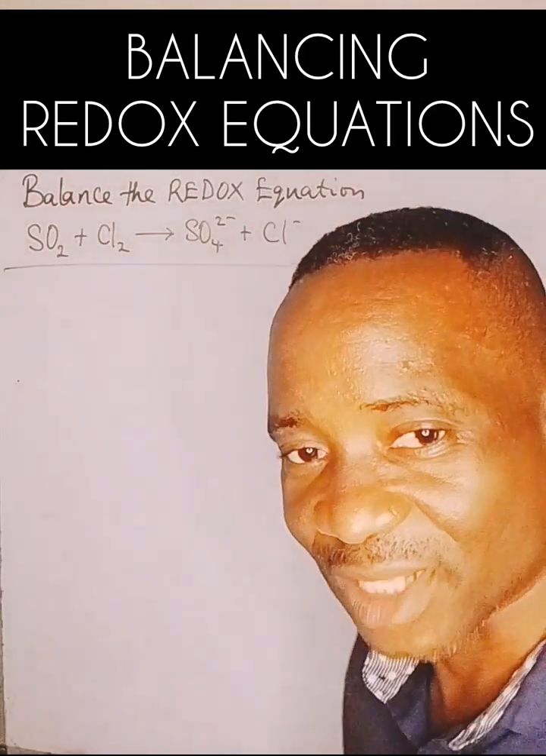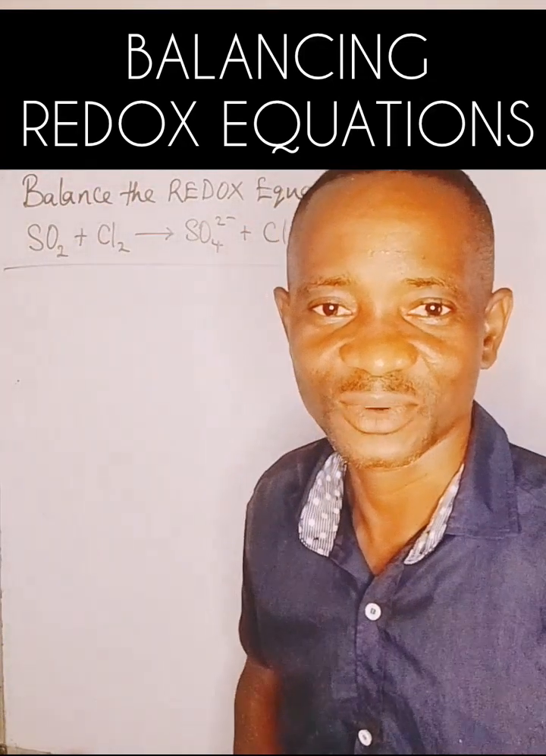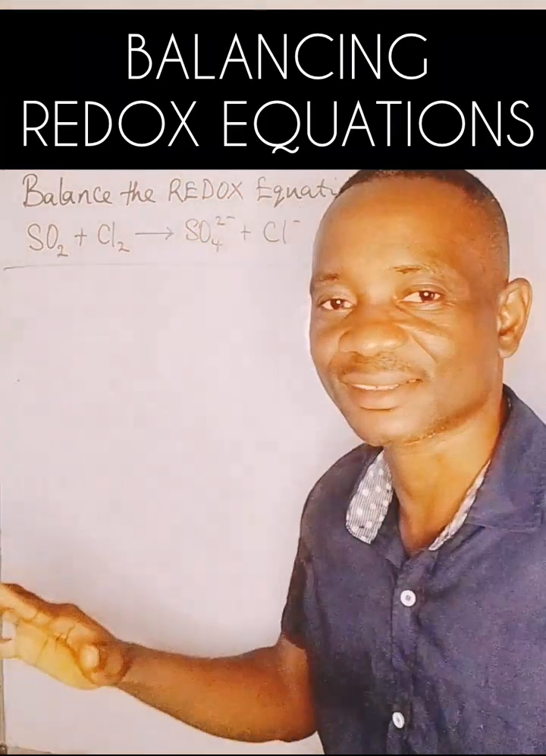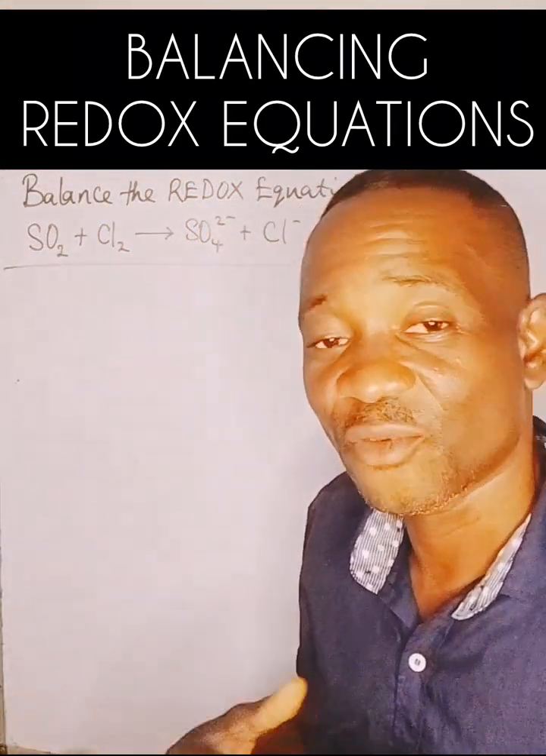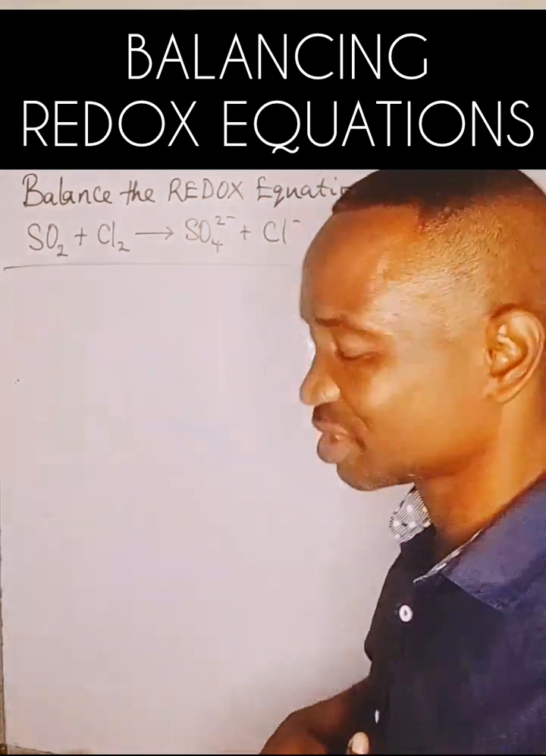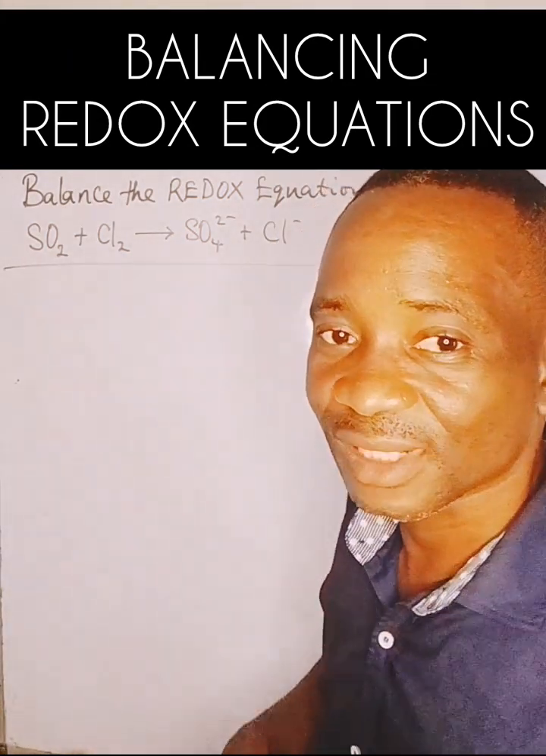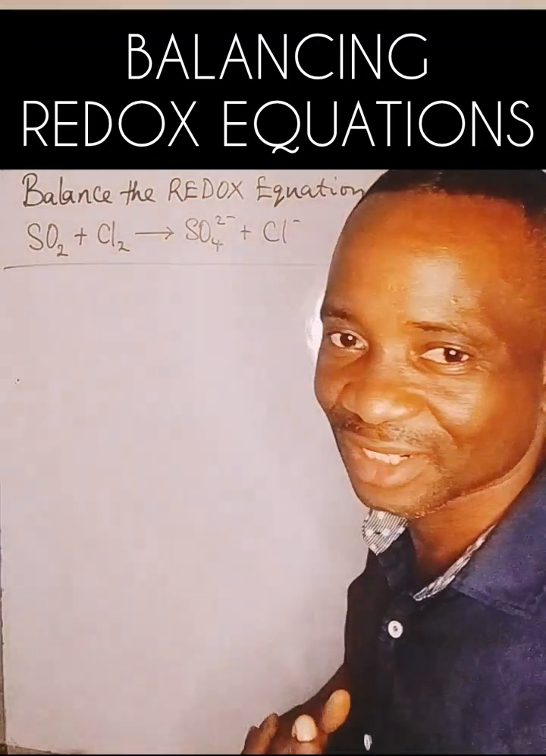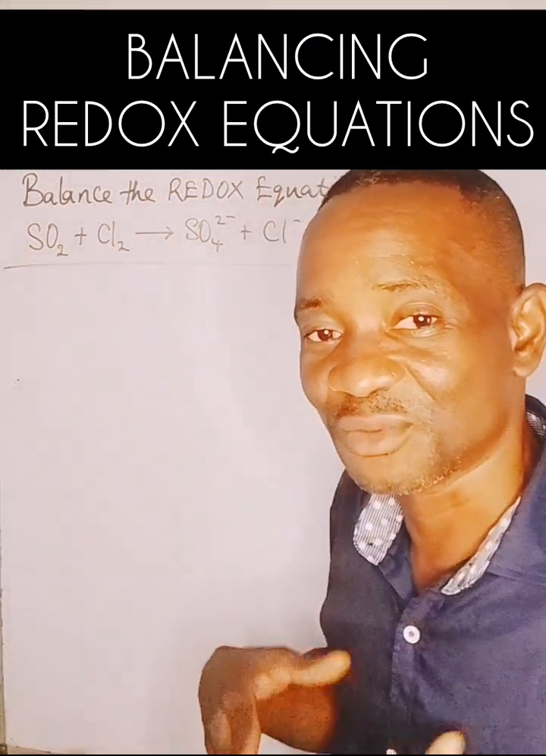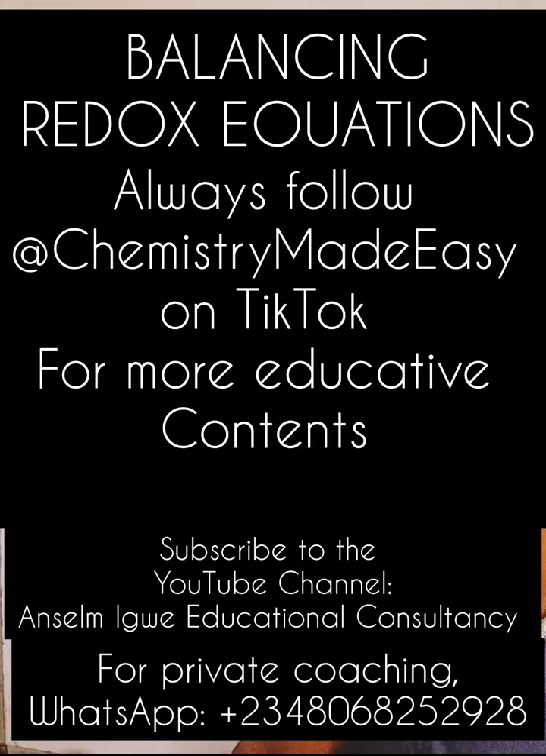Here is another question on balancing of redox equation. This equation is not balanced, so we have to balance it following the processes of balancing redox equation. Because if you still follow the processes of balancing ordinary or geometric equation, the equation will refuse to balance. So what do you do in terms of redox equation?